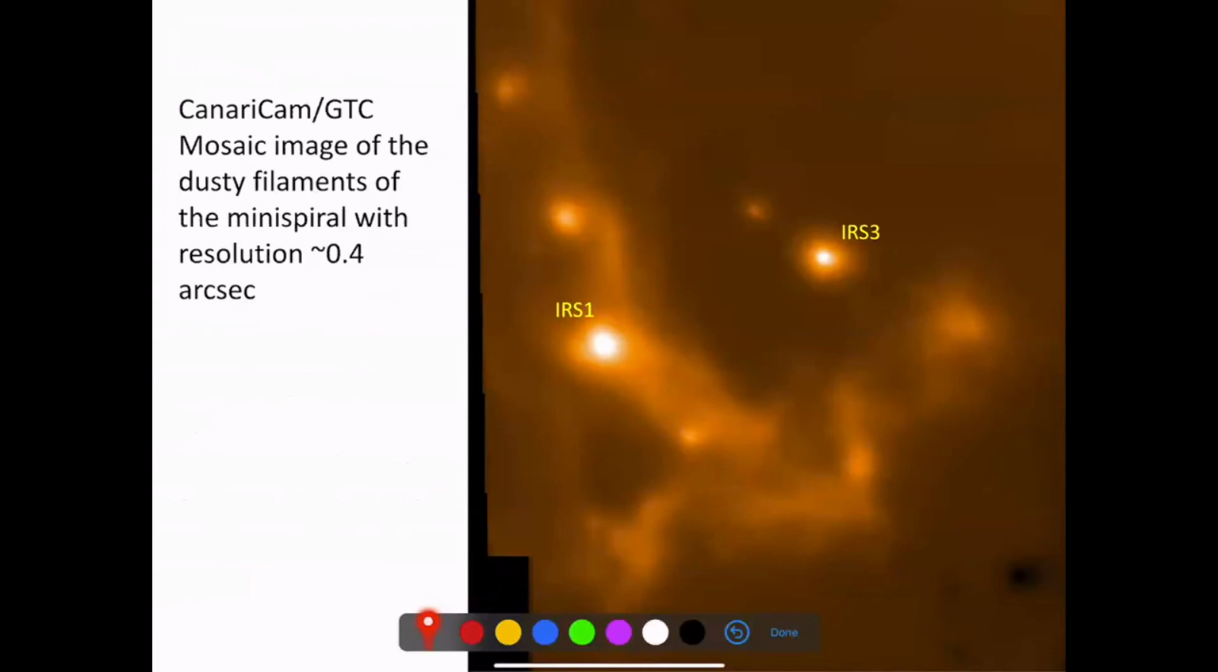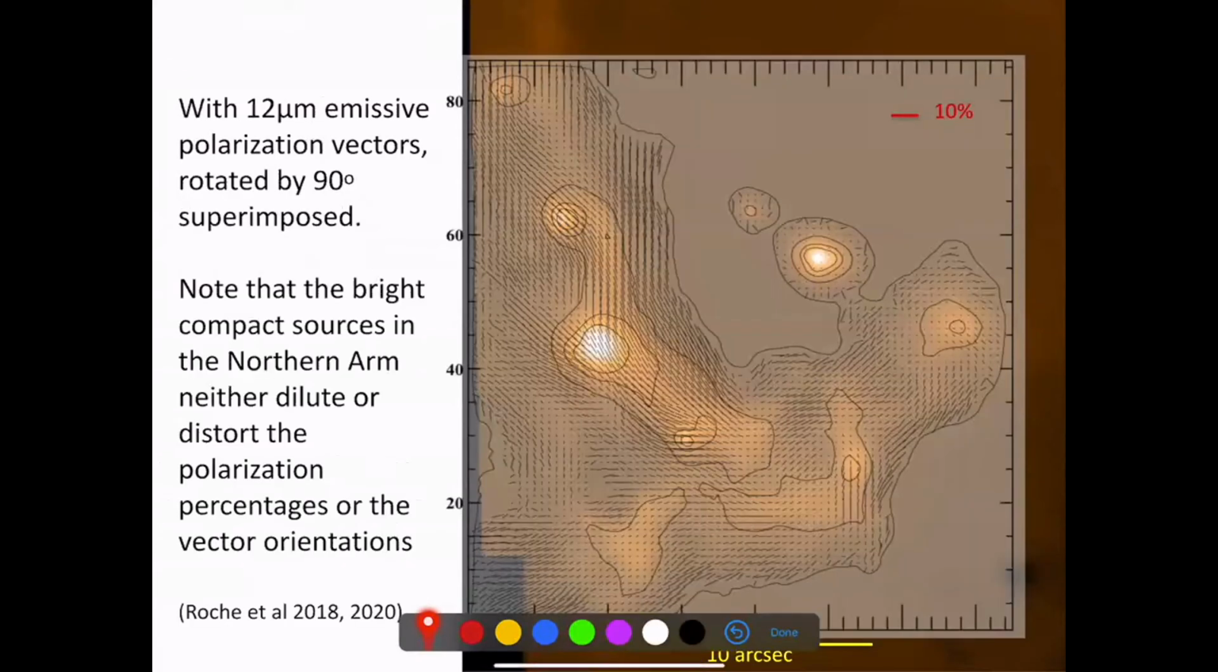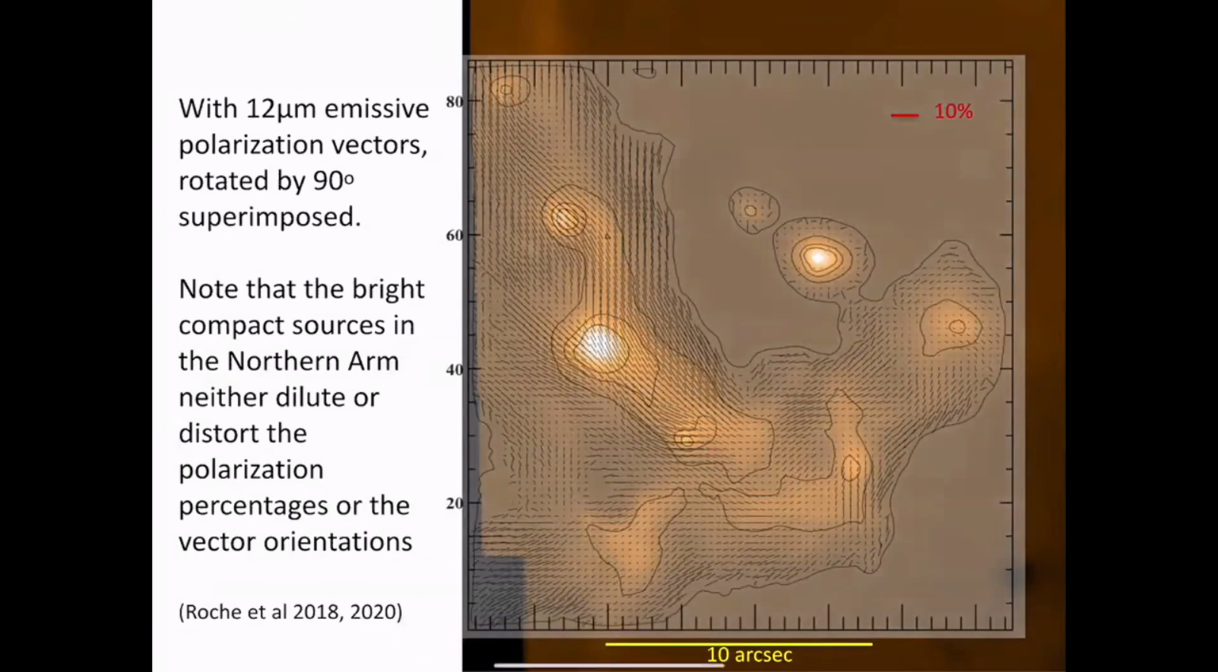And so here now is the intensity image. Here's IRS3, from which we get the interstellar polarization. This is IRS1, the bright peak in the filaments. And now if we overlay the polarization vectors onto the intensity plot, we can see that the magnetic field structures are much more complex. It's not just a uniform field coming down here, but in fact they're sort of wiggling round through these bright peaks.